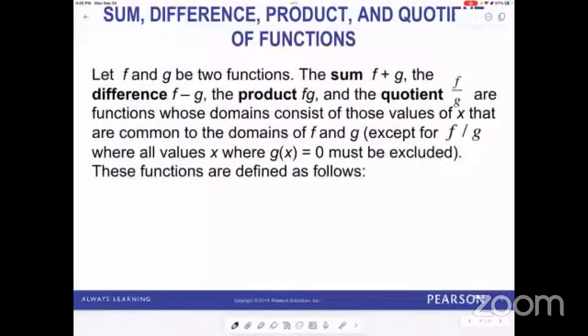So we have the sum, difference, product, and quotient of functions. Let f and g be 2 functions. The sum, f plus g, the difference, f minus g, the product, f times g, and the quotient, f divided by g, are functions whose domain consists of those values of x that are common to the domains of f and g, except for f divided by g, where all values x, where g of x equals 0 must be excluded. These functions are defined as follows.